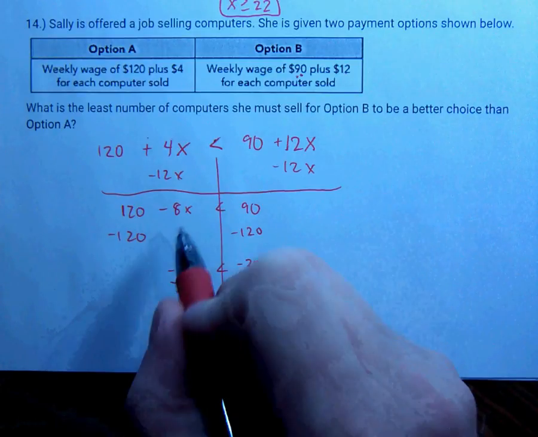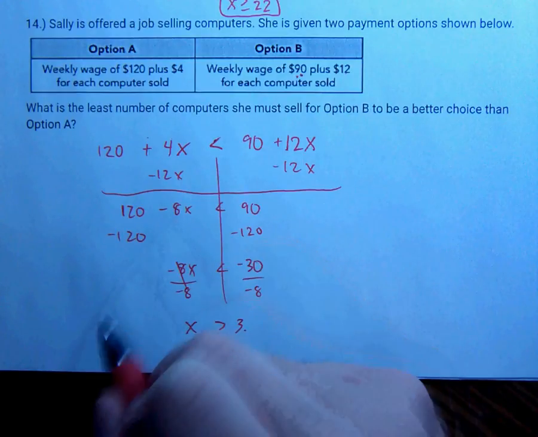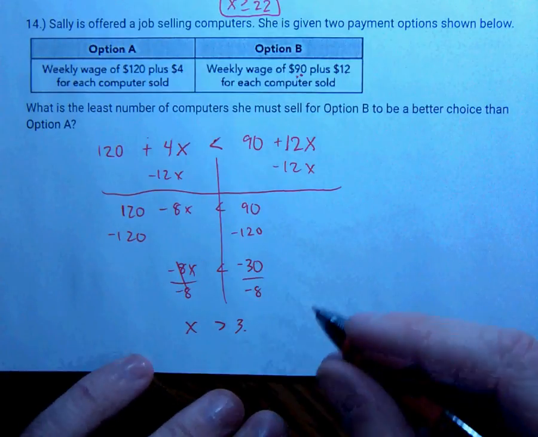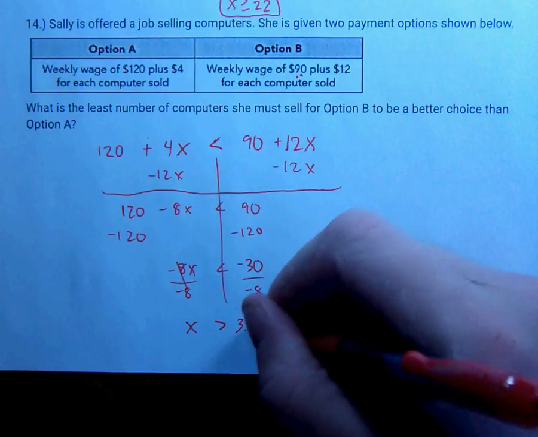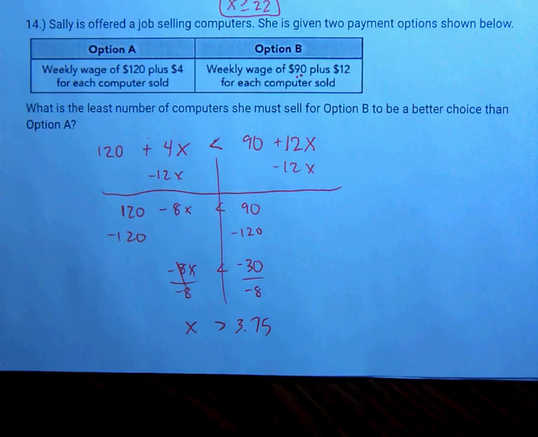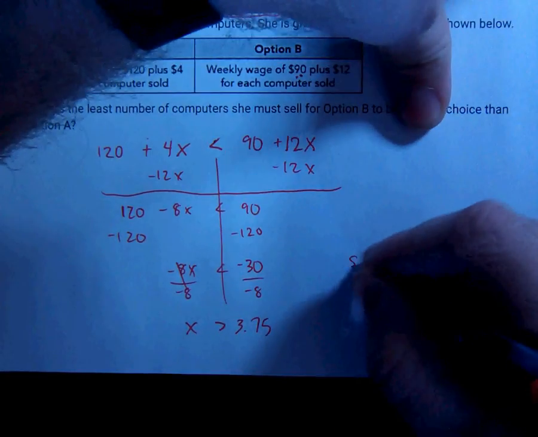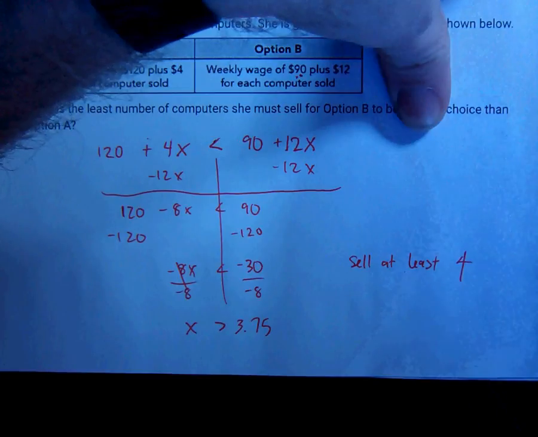Because I feel like this was supposed to be 6. Maybe not. Maybe I did it wrong the first time I did it. That's probably more like it. 30 divided by 8 is 3.75. Yeah, I did something wrong when I gave the answers to the kids. Okay, so it's 3.75, which means that she needs to sell at least 4 computers.